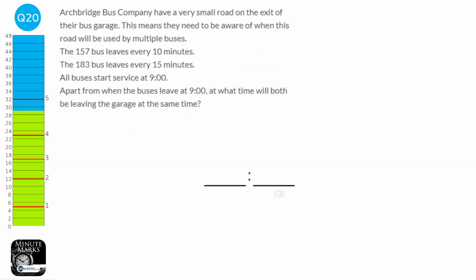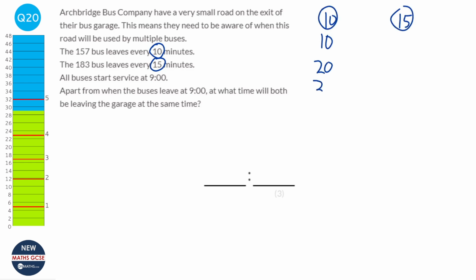To answer this question, we basically need to find the lowest common multiple of the 10 minutes here and the 15 minutes here. So we're going to start off just by doing the 10 and 15 times table. So it'd be 10, 20, 30, and 15 times table with 15 and 30. So the lowest common multiple is 30.